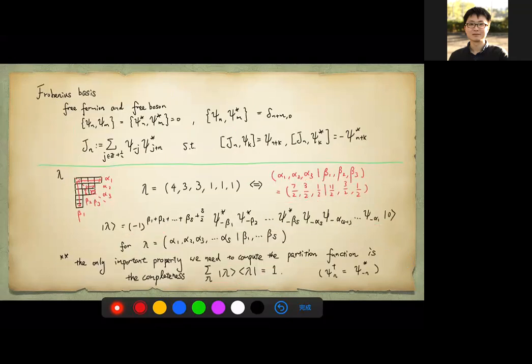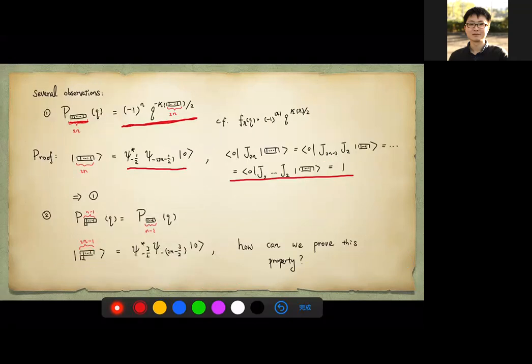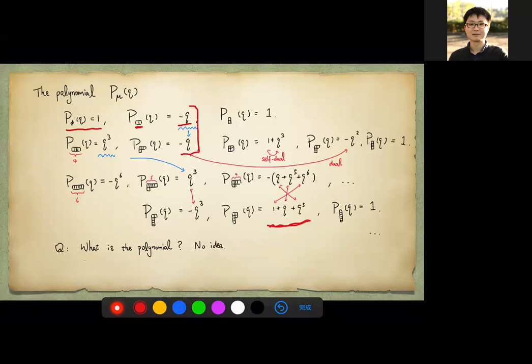And we have another observation: if we put one box in the second line, the value of the polynomial will be the same as the polynomial of the Young tableau just in one line, but with two fewer boxes. So far I don't know how to prove it, but you can see it really works in this way.